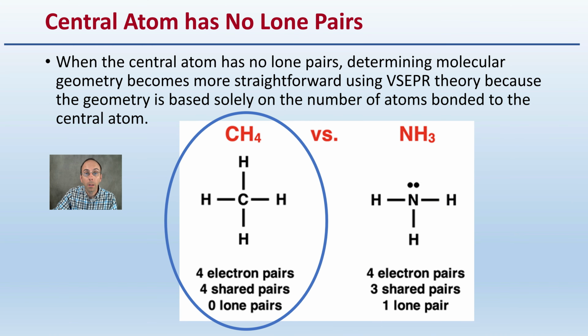So when the central atom has no lone pairs, determining the molecular geometry becomes more straightforward using the VSEPR theory, because the geometry is based solely on the number of atoms bonded to the central atom. There's nothing else to take into consideration.